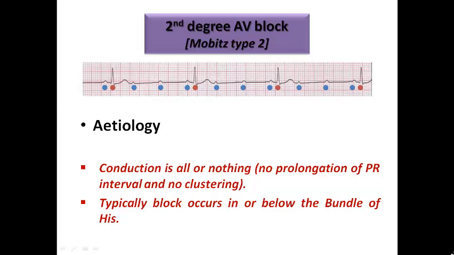And usually the blockade here occurs in the His bundle or below it, not in the AV node, because usually the AV node shows the decremental properties which was reflected in Mobitz type 1, but Mobitz type 2 is usually a behavior of the His bundle or an infrahisian blockade.